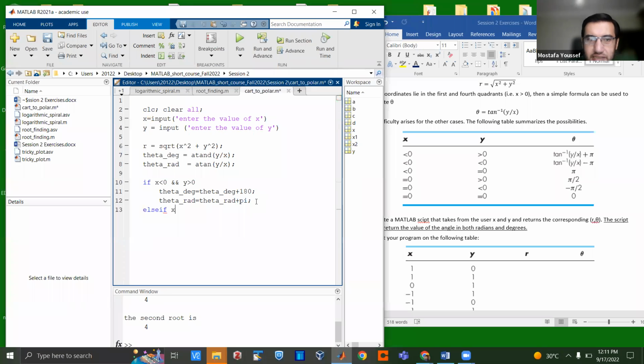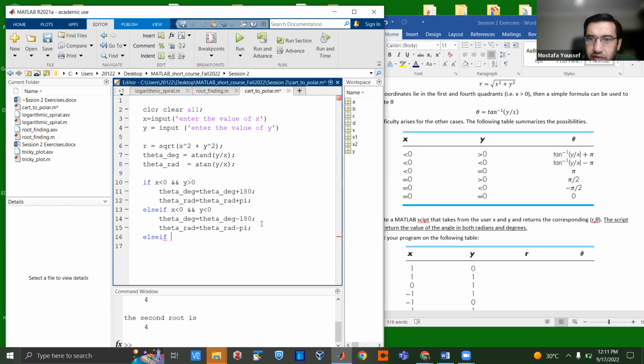The second possibility is that x is less than 0 and y is less than 0 as well. Then I can do these two, copy, paste. So this is going to be with a minus, and this is going to be with a minus. Similarly, elseif. If some of you separated it, like wrote if else or some other different syntax, just stick to the syntax here. It's elseif, one word.